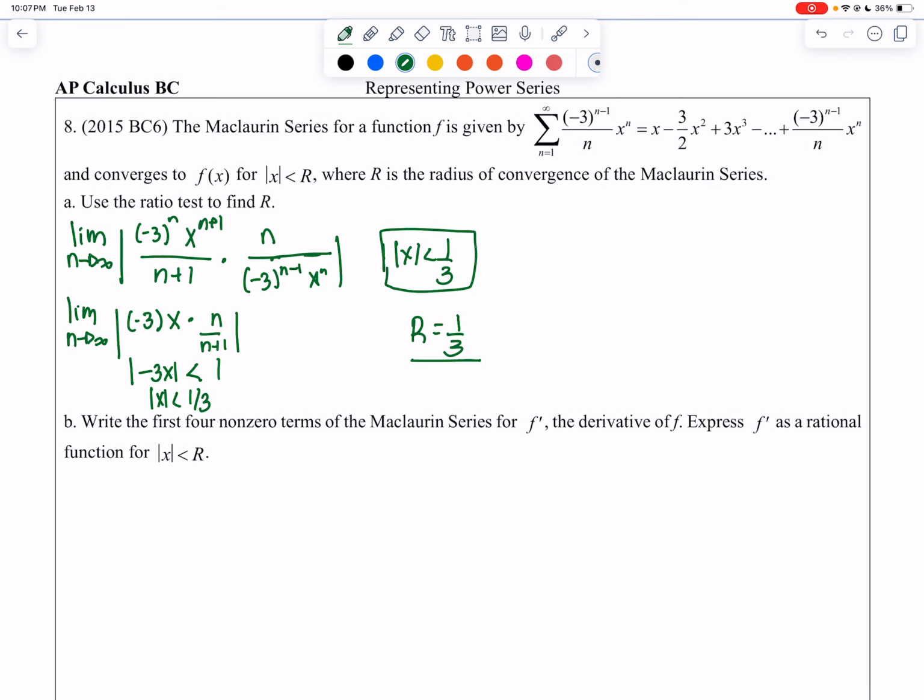All right, B says write the first 4 non-zero terms of the Maclaurin series for f prime. And then express f prime as a rational function for the absolute value of x less than the radius of convergence. All right, so I'm going to do this using term-by-term derivative because they already kind of gave me the first 3 terms. I could easily find the next one. But looking at f prime, this is going to be 1 minus 3x plus 9x squared.